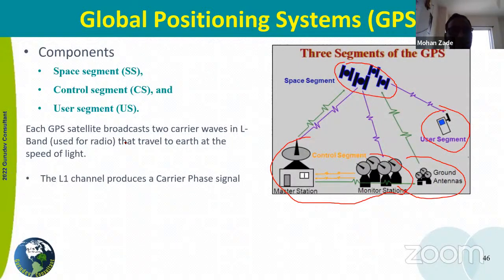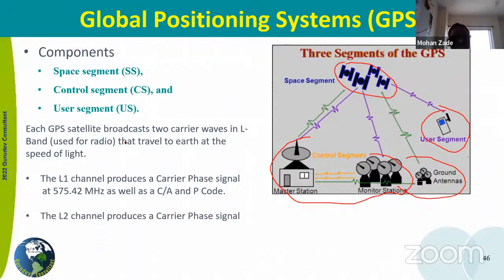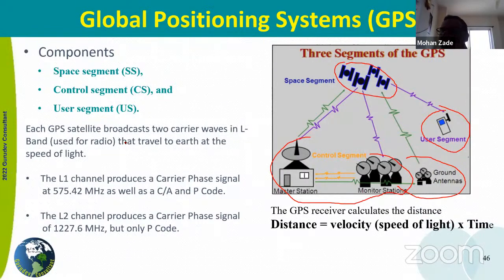The L1 channel produces a carrier phase at 1575.42 megahertz, and it is also known as the CA, coarse acquisition, code. So those are all the same. The second is the L2 channel, which also produces a carrier phase. These are more precise, and it carries the P code, that is, the precise code. So the GPS receiver calculates the distance using the speed of light and the time taken to reach the device.